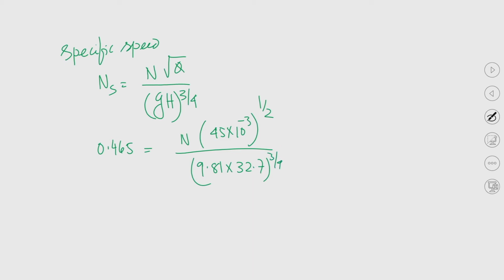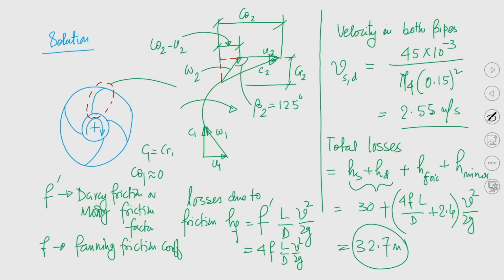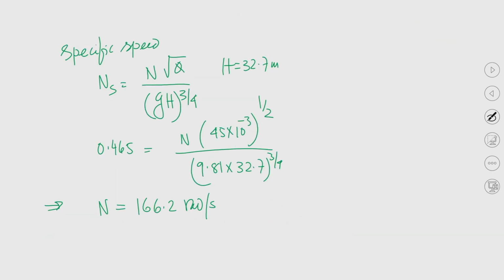So, basically you can understand from here we can easily calculate what will be RPM. So, that is very important. So, N equal to 166.2 radian per second. So, that is what. So, this H equal to 32.7 meter, that is what we have calculated from the previous analysis. Okay. Now, this is available.